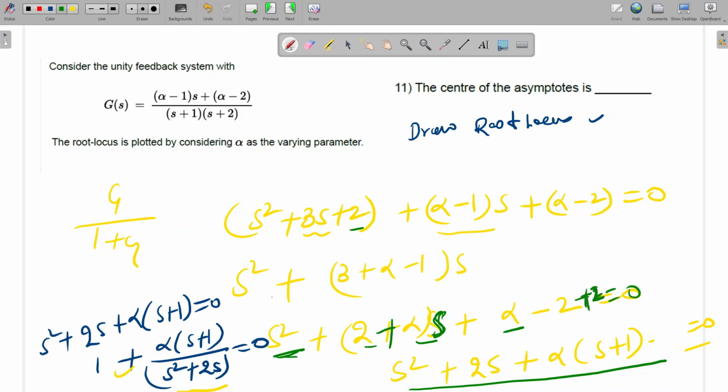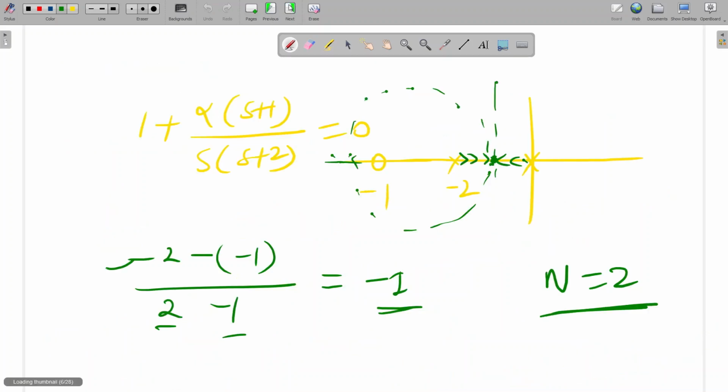See, directly I was writing s square plus 3 plus alpha minus 1 s, plus here it will be alpha only. This 2 and 2 will cancel. Okay, now it is clear? Okay, sir. So based on this, we can find the centroid. Should I move to the next question?